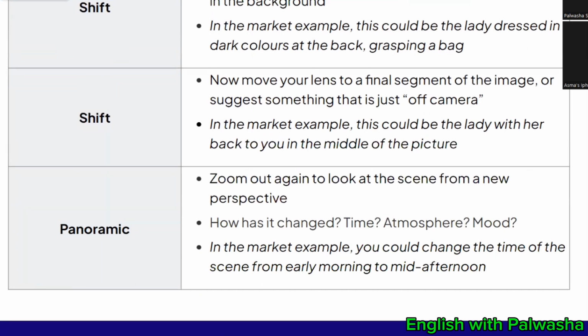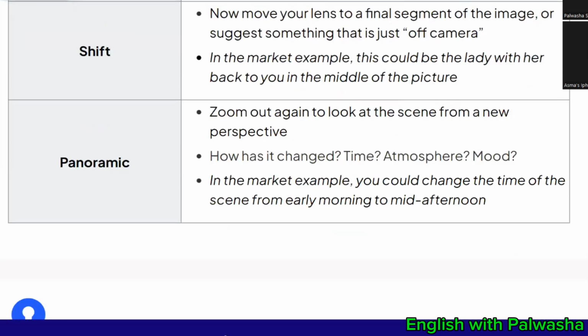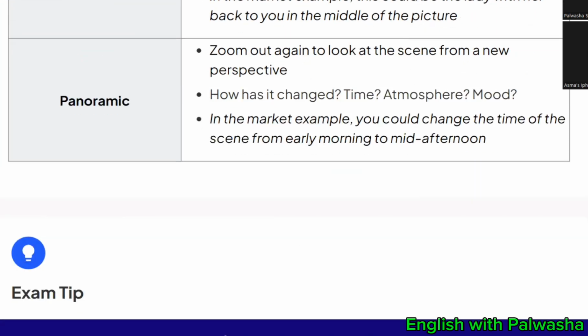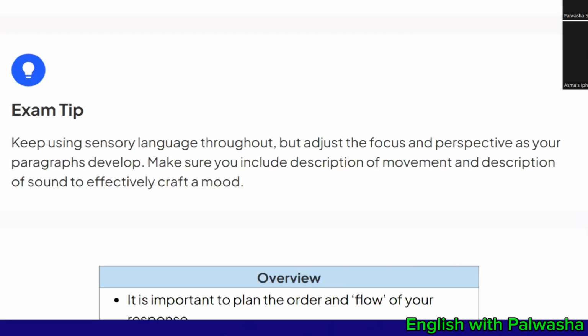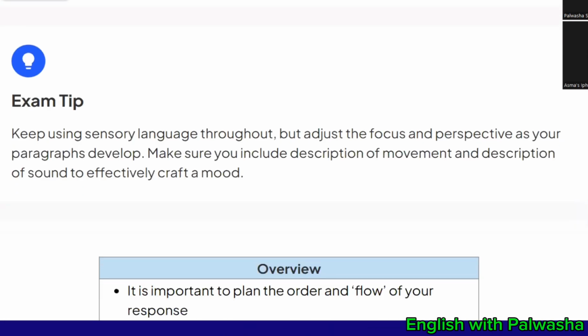And again, panoramic expression. How has it changed the time, atmosphere, and the mood? In the market example, you could change the time of the scene from early morning to mid afternoon. All right, so this is all up to you because it's of 40 marks, so you need to describe and explain in detail. Keep using sensory language throughout, but adjust the focus and perspective as your paragraph develops.